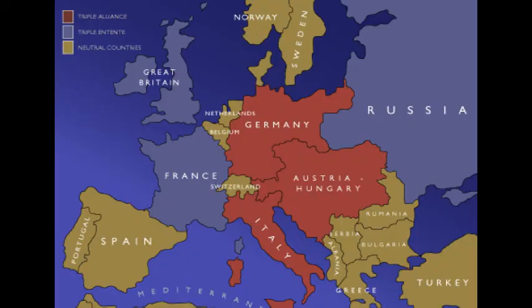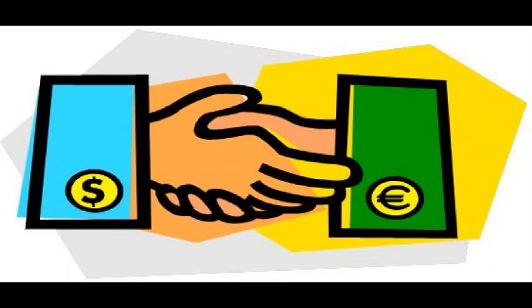But that's one map. Here's another where you've got the neutral countries. And again, this just gives you the same basic idea. This is the Triple Entente, Triple Alliance layout. And remember, Italy is not going to actually get involved. So it will be Germany and Austria-Hungary against Great Britain, Russia, and France. The idea of an alliance, again, is to make this deal that you will help and protect each other.